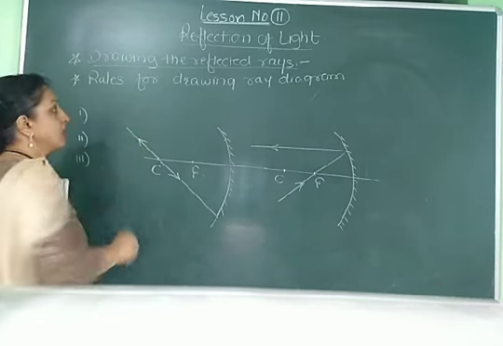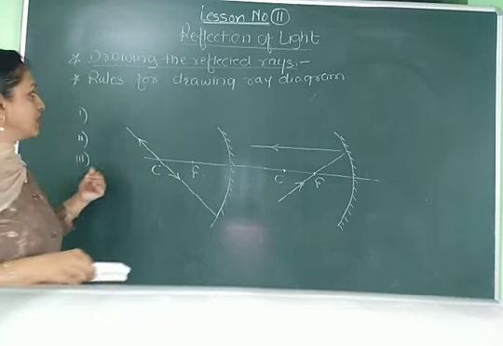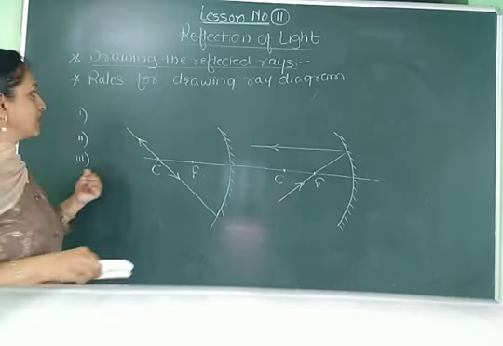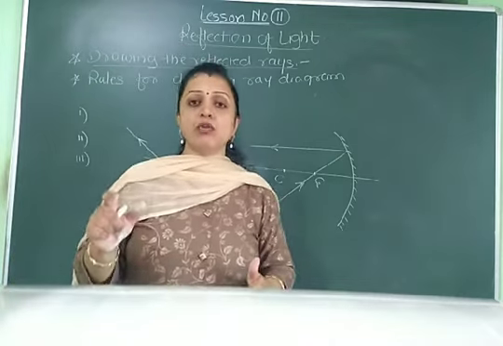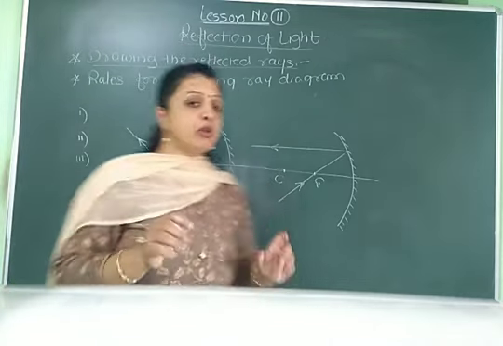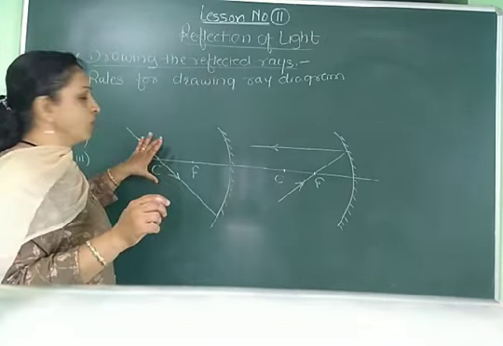So these are the three laws, or three rules, that we have to follow in order to draw the ray diagrams. From the next lecture we are going to study how the image is formed by a concave mirror and by a convex mirror. But for that we must understand all these three laws.